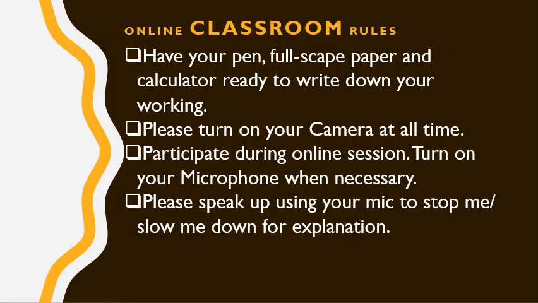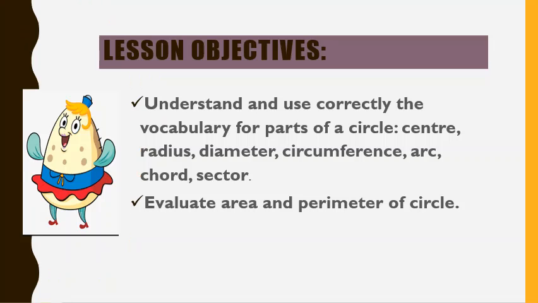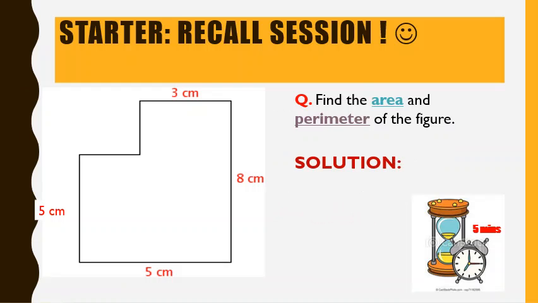Okay, so for this video, I want you to have your pen, foolscap paper, and calculator ready for you to write down your working. Our lesson objective today is for you to be able to understand and use correctly the vocabulary for parts of a circle, namely center, radius, diameter, circumference, arc, chord, and sector. And secondly, you need to evaluate area and perimeter of circle.